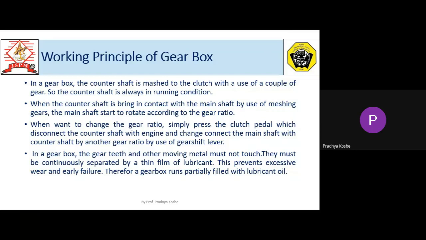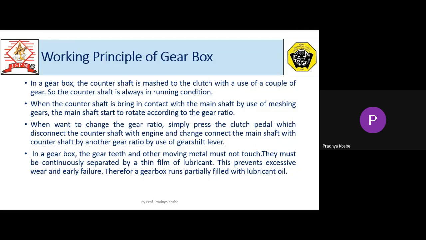And when one wants to change the gear ratio, what do you do? Simply press the clutch pedal, which disconnects the counter shaft from the engine, and connect the main shaft with the counter shaft by another gear ratio by use of the gear shift lever.